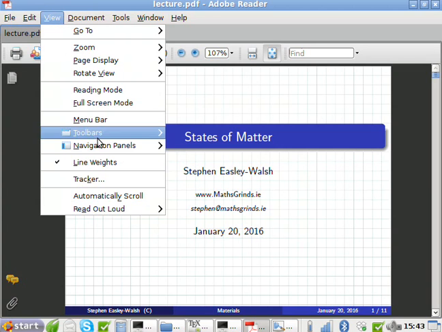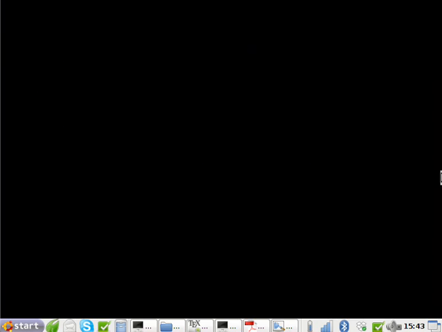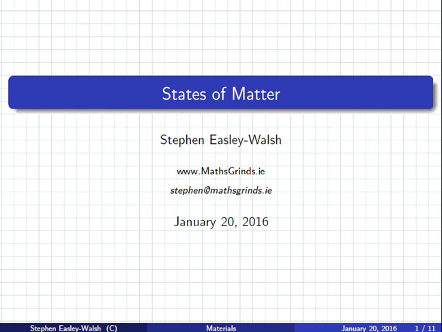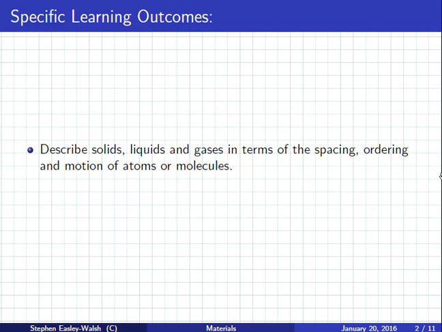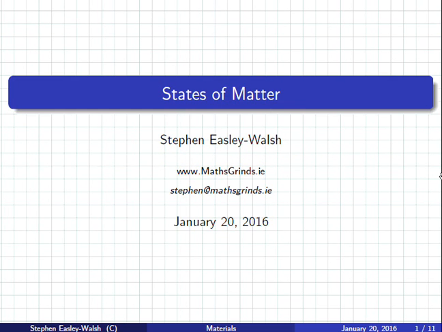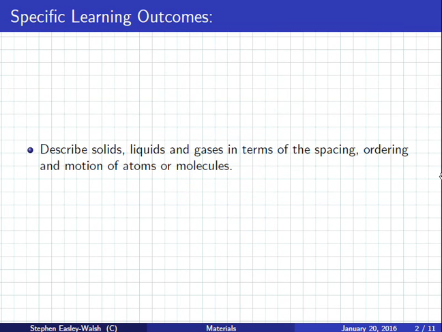Alright, so write this down now. States of matter. Okay, right. We can get 2 lessons done because there's not a lot in each lesson. So, states of matter.